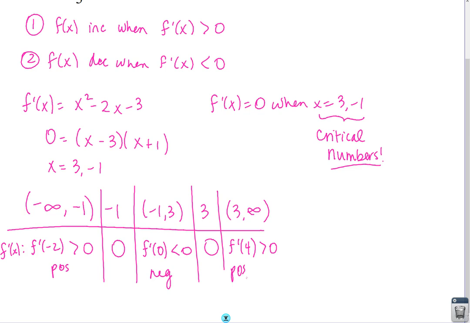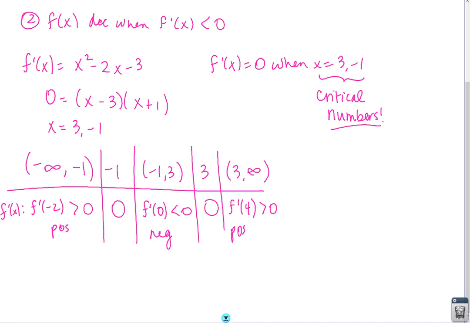Because I know this, then I can also determine where my function is increasing or decreasing. So this is what's happening on f prime of x. If I know what's happening on f prime of x, then I can determine what's happening on f of x. If f prime is positive, that means f of x is increasing. If f prime of x is negative, that means f of x is decreasing.